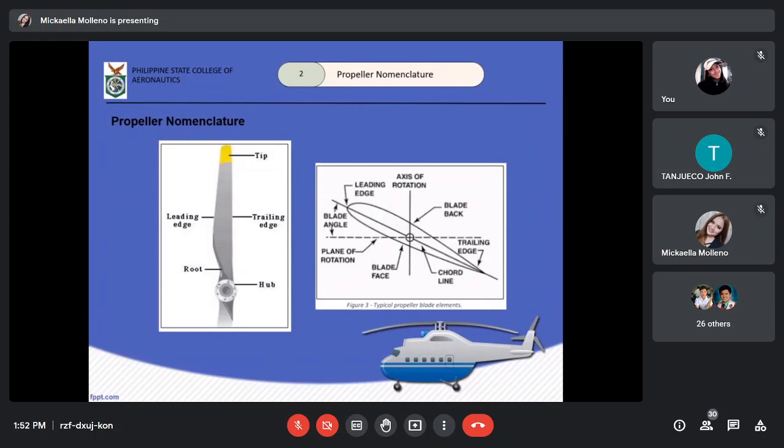So yung sa plane of rotation and axis of rotation, I would be showing, mas maganda kasi siyang ipakita in 3D. So later on, mas maintindihan natin siya.